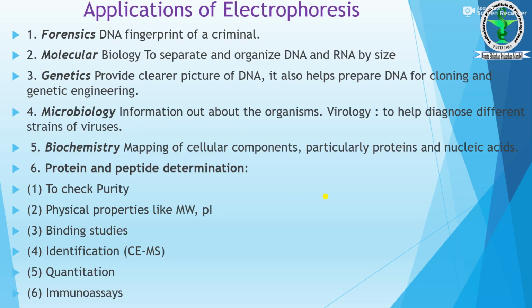Finally, we are studying about the applications of electrophoresis. So the main use is DNA fingerprinting, the PCR technique. In the case of forensic science, DNA fingerprinting is used for criminals, because each and every criminal has a unique fingerprint. So because of that identical fingerprinting, we can analyse those criminals. That is done by this electrophoresis technique.